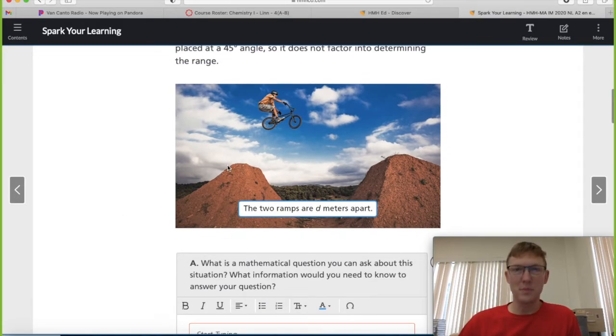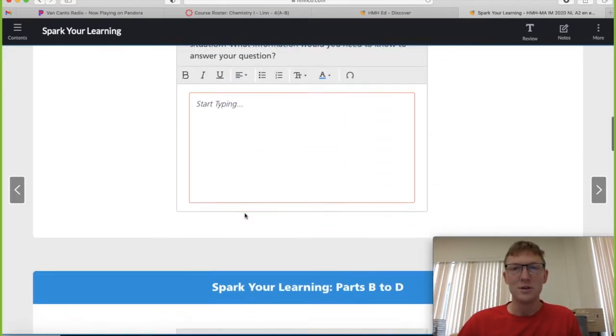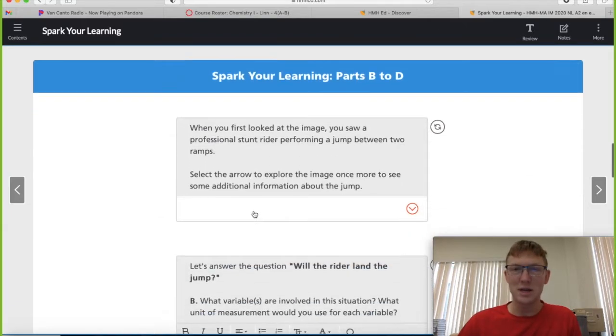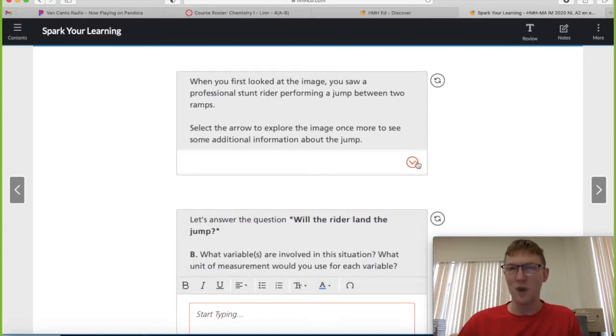Some math questions that you could ask: exactly what path, what is the equation, what specific parabolic path do they take, how long is he in the air? We could use that information. The distance between these two, we could use that. All things that would help us to know more about this situation and to help this stunt rider.